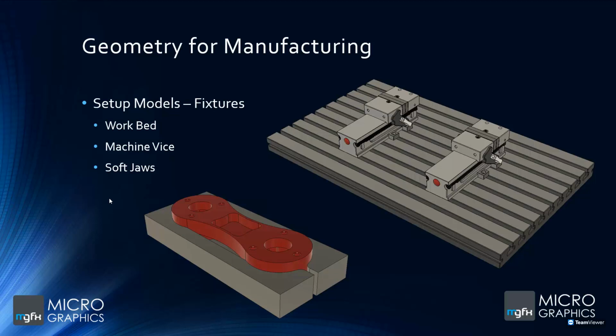You could also add in your machine vise so that you are able to clamp those parts in. And along with that second operation, you may want to include soft jaws as well.